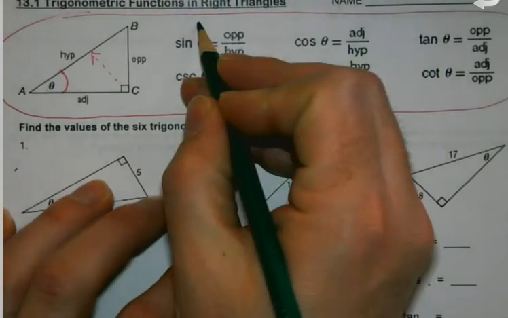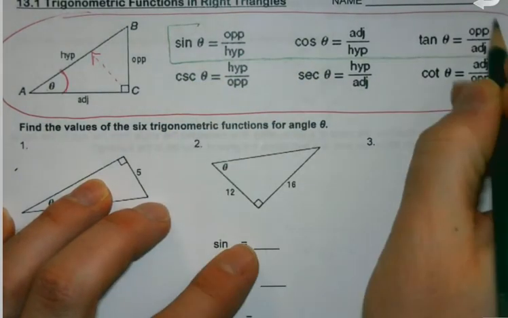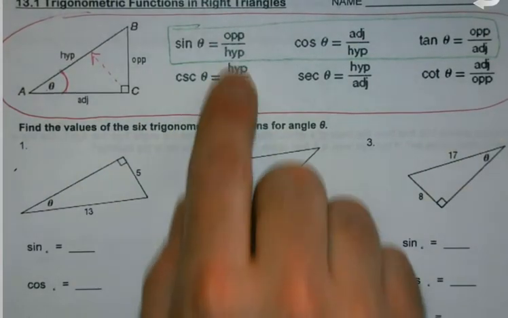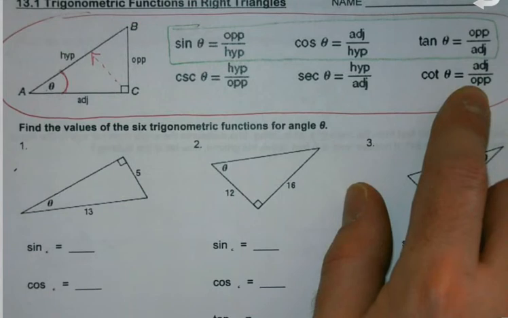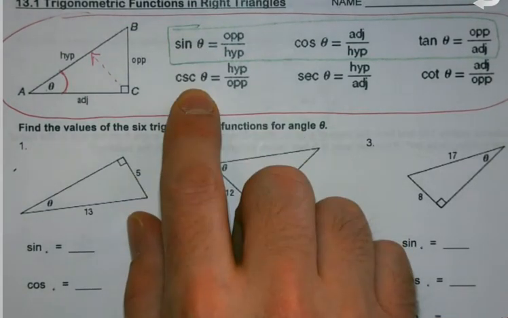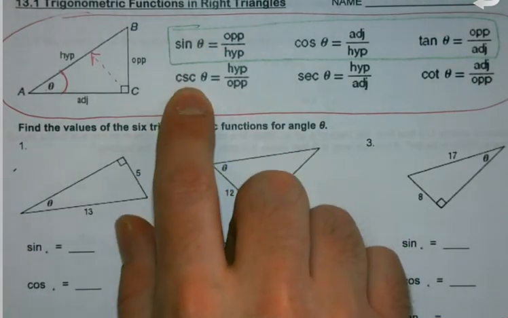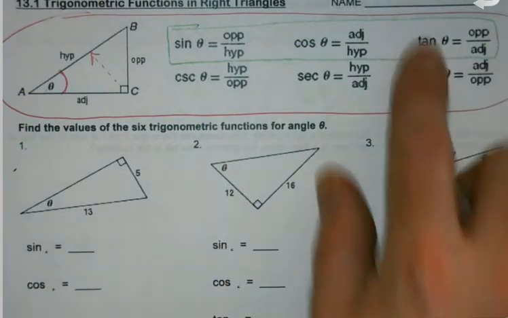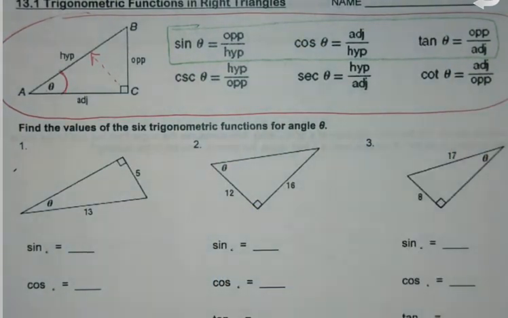If you can get these three down, those are my three basic ones, sine, cosine, and tangent, then the others are their opposites. Notice you're just flipping the fraction over. Sine and cosecant are inverses. Cosine and secant. Tangent and cotangent. Tangent and cotangent is the easiest one to remember because they sound the same. The other ones will take a little more getting used to, but we're going to have a chance to do that as we play with these.